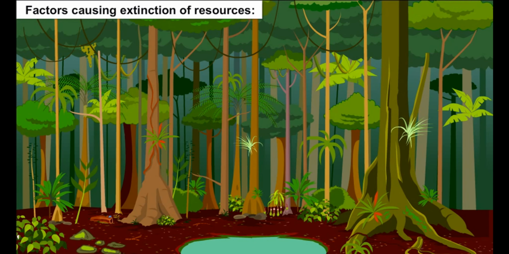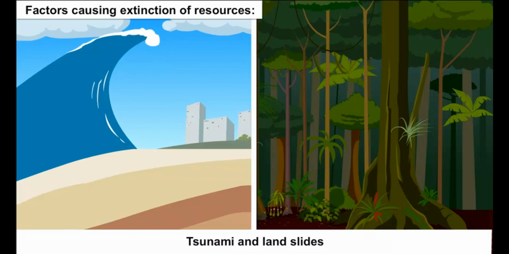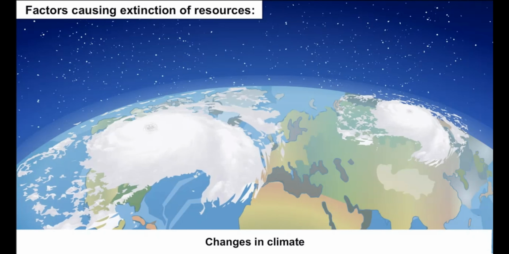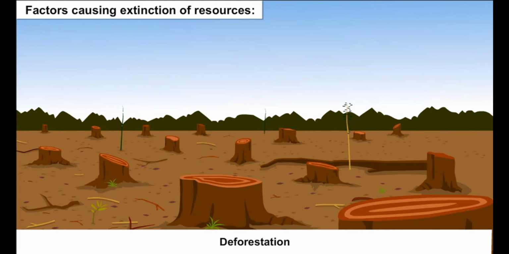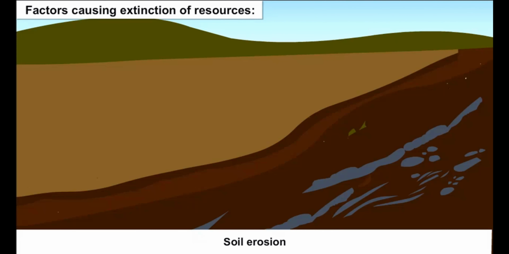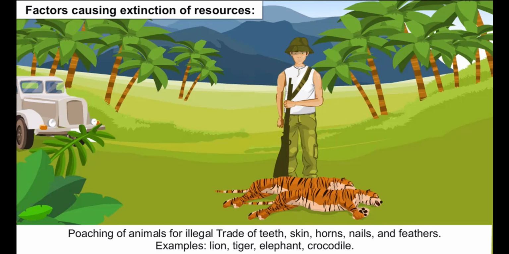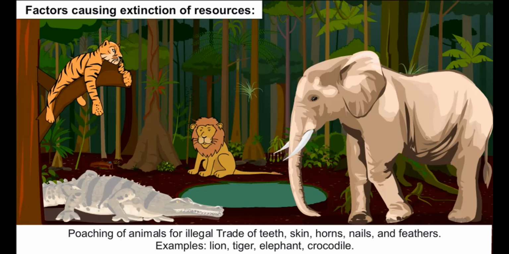Factors causing extinction of resources: forest fires, tsunami and landslides, changes in climate, human interference, deforestation, soil erosion, constructional activities, poaching of animals for illegal trade of teeth, skin, horns, nails and feathers. Examples, lion, tiger, elephant, crocodile.